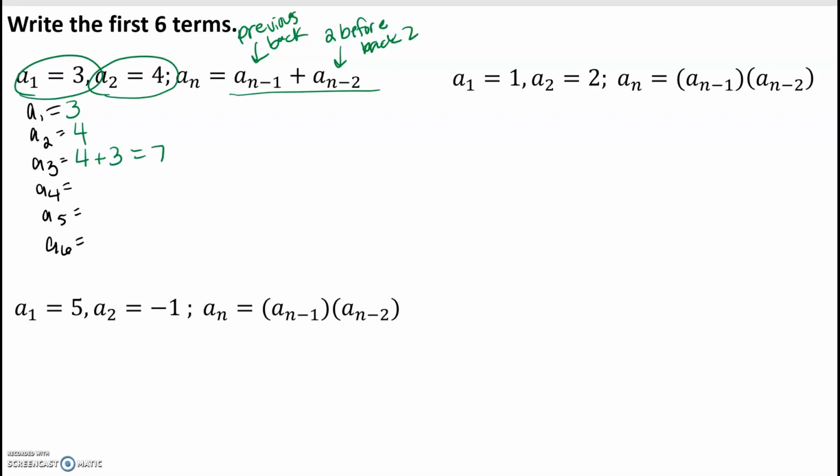Then I'm going to take my previous term, which is 7, plus 2 back from that was a 4, so this gets me 11. 11, 2 back from that was 7, so I get 18. And then 18, 2 back from that was 11, so this one is a 29.